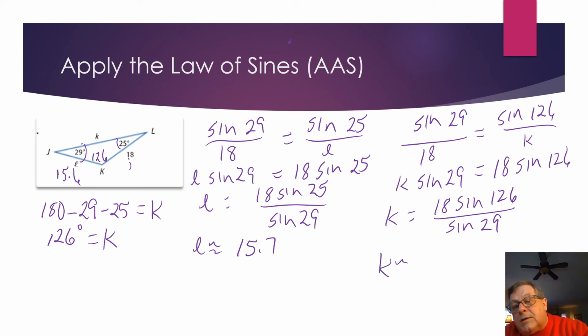Let's see if we can get an approximate measure for K. All right, so we got 18 times the sine of 126 divided by the sine of 29. And if I round that to the nearest tenth, that's actually 30.0, or just 30. I'm going to write it as 30.0 because that approximate lets me know I probably rounded a decimal in order to get there. Okay, well, that's applying the law of sines using angle, angle, side. And next, we're going to look at another way that we can use the law of sines, and that's when we may know angle, side, angle.